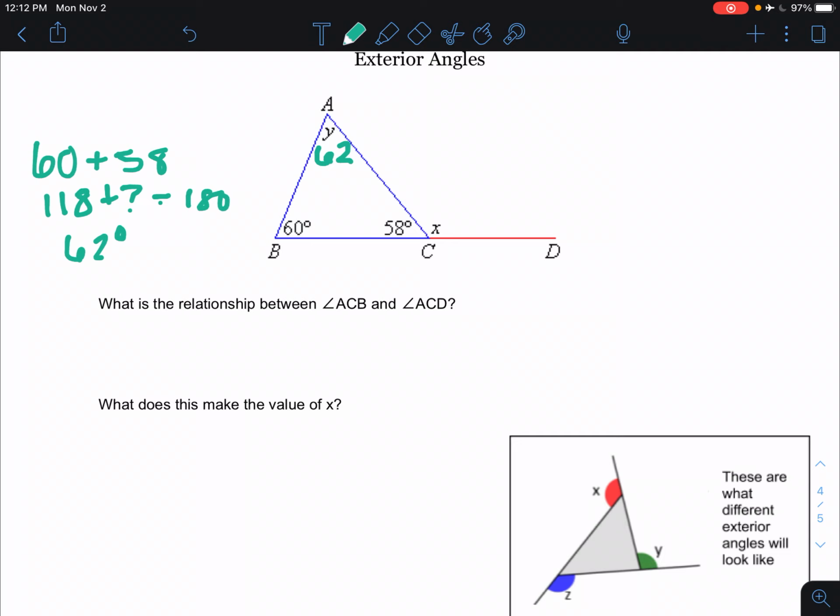Well, using the stuff that we know from the last chapter, what's the relationship between ACB, which is this angle, and ACD, this angle? Well, those are going to be supplementary, right? Because they're a linear pair. They make up a straight line. In other words, they're going to add up to 180. You could also call them a linear pair. All of that tells us that they add up to 180.